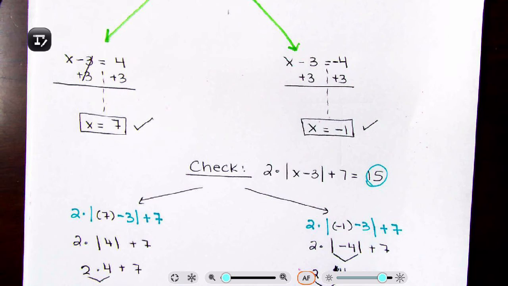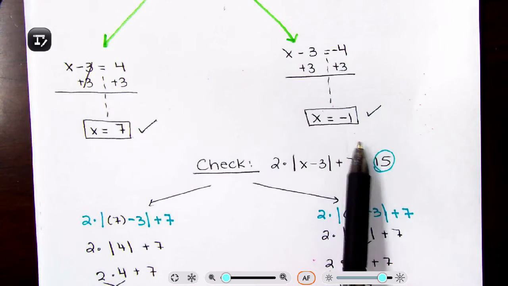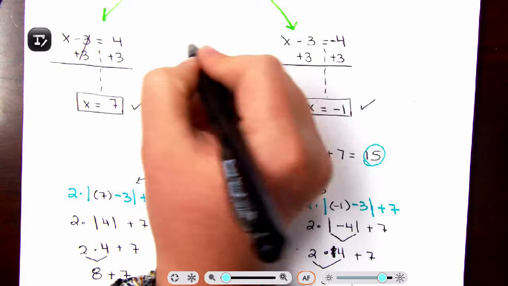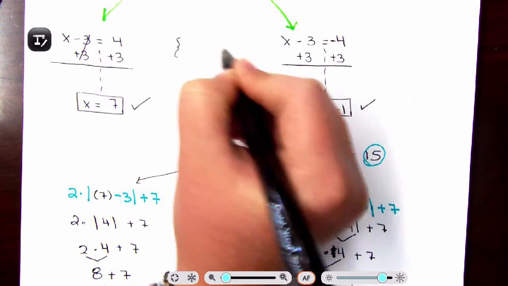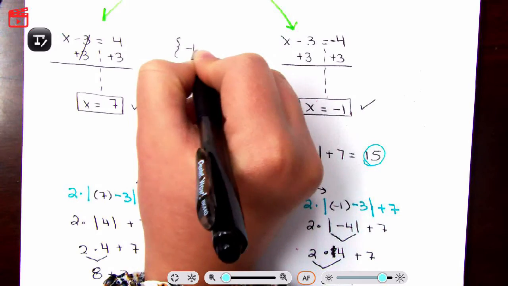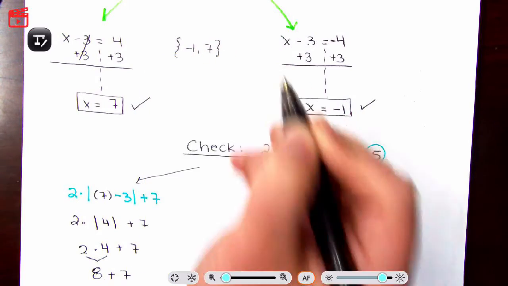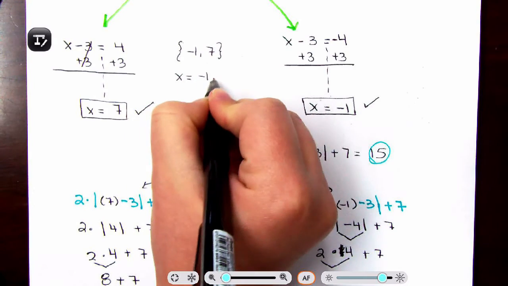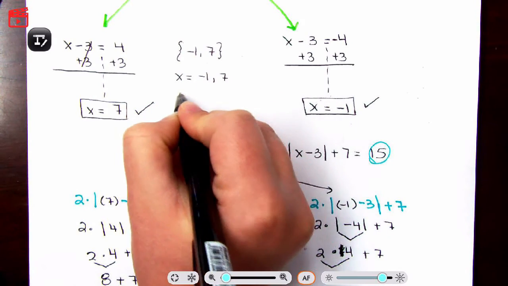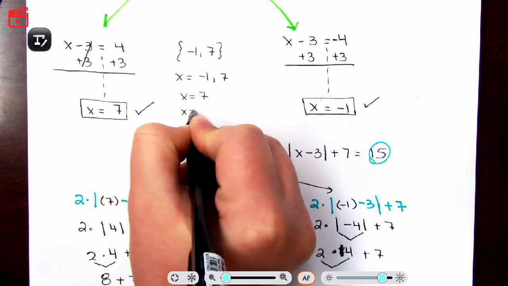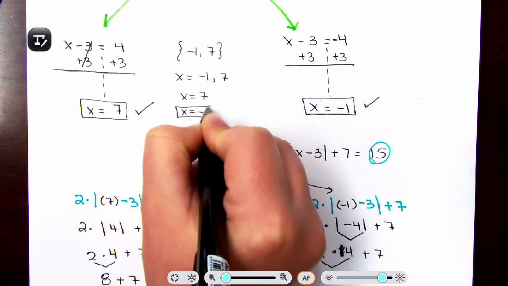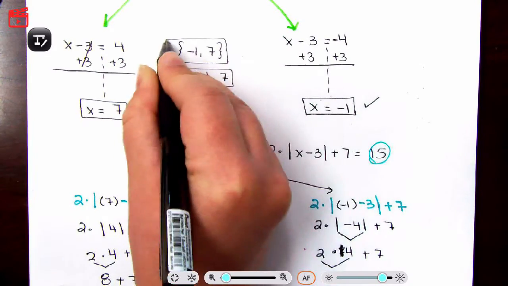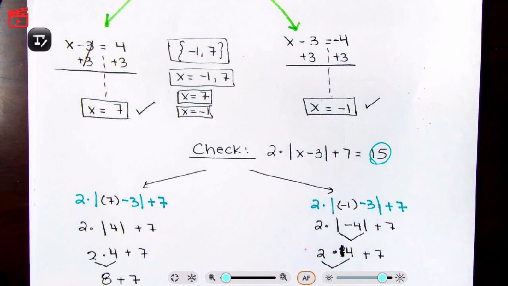Now, how do you write your answer? I am okay if you just put a box around these and call it good. If you really want to do it, you can do set notation. You can do squiggly line, negative 1, comma, 7, squiggly line. You can do that, or you can say x is equal to negative 1, comma, 7, or you can just say x is equal to 7, x is equal to negative 1, and put a box around it. Either way, it's all giving you the right answer.